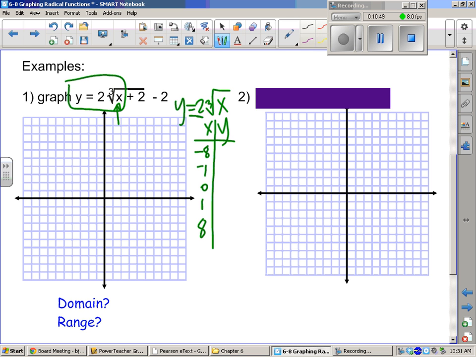So cube root of negative 8 is negative 2. Multiply by 2, we get negative 4. Cube root of negative 1 is negative 1, and we'll get negative 2. This will be a 2 and a 4. All right. That would look like this.